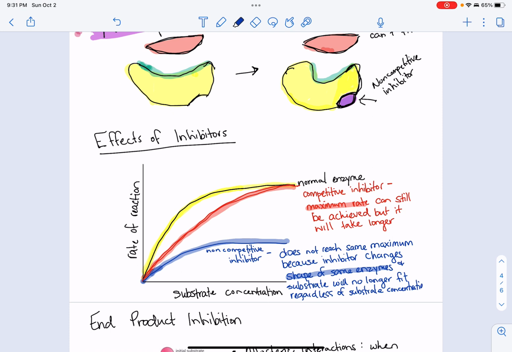So if you look at a graph like this and you see the normal enzyme rate and then you're given one of these lines, you should be able to figure out which one is a competitive inhibitor and which one is a non-competitive inhibitor. So remember, competitive inhibitor is going to reach that maximum rate, but the non-competitive inhibitor will not reach the rate. The maximum rate will be decreased.